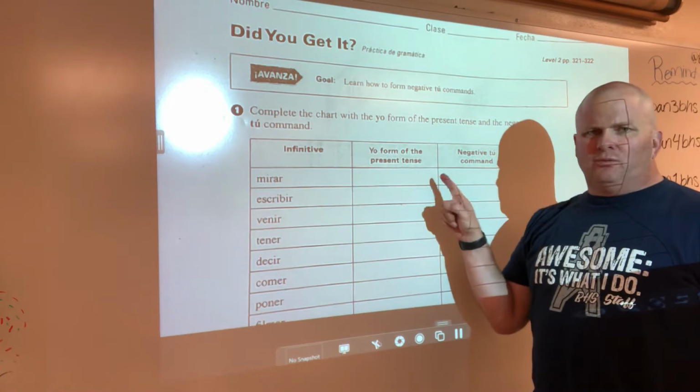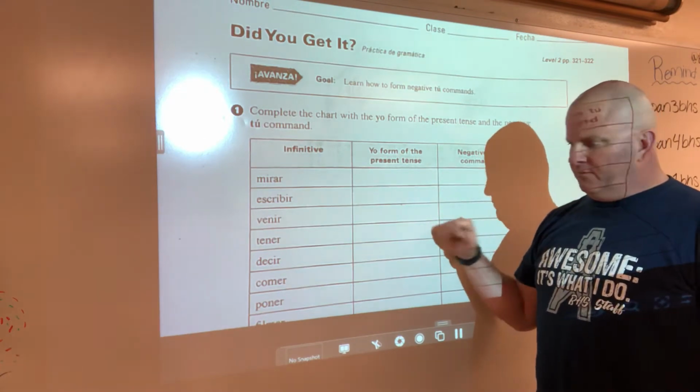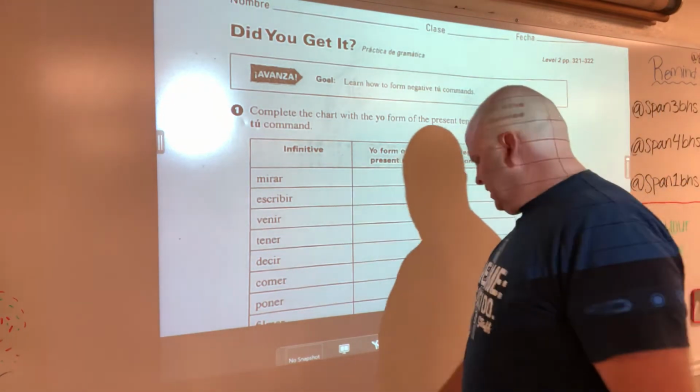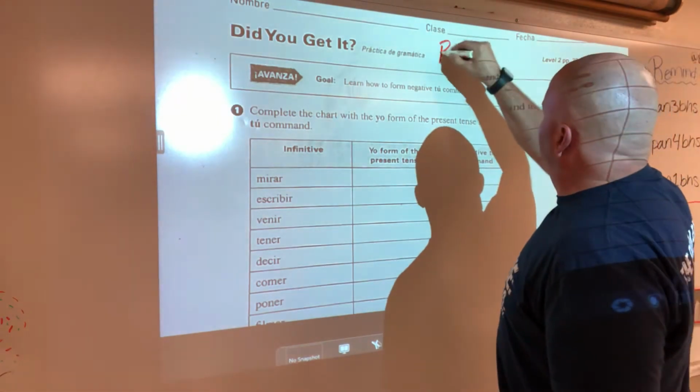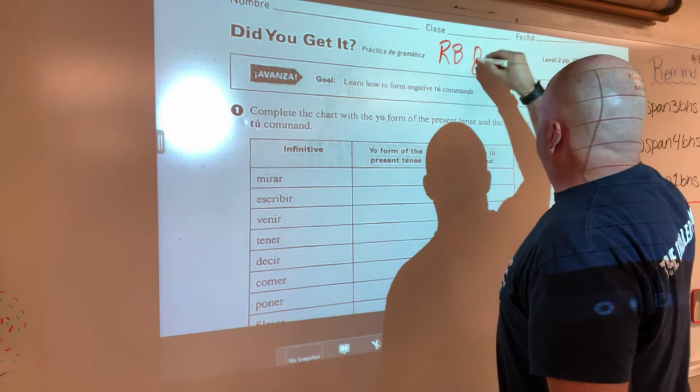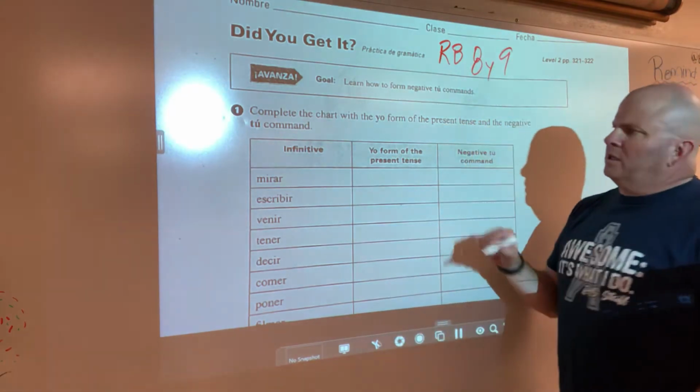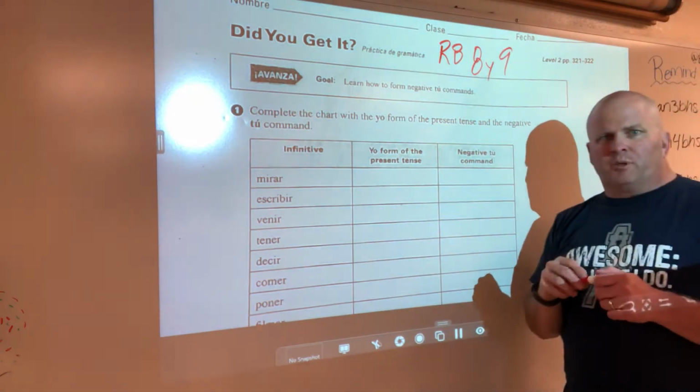I forgot I gave you a handout on the negative tú commands as well. So let's go over those. This is going to be resource book ocho y nueve. We'll go over ocho first and then we'll flip it over and go over nueve.